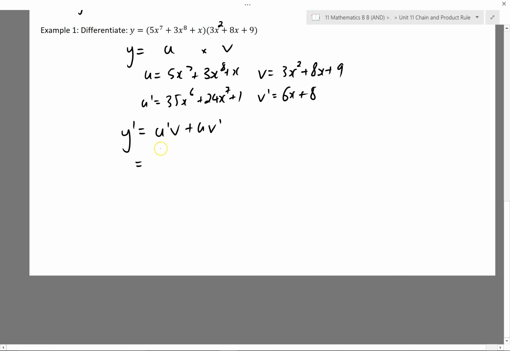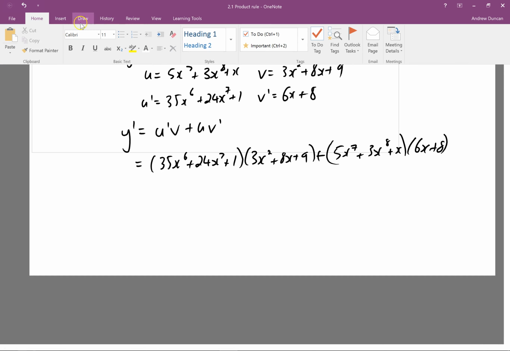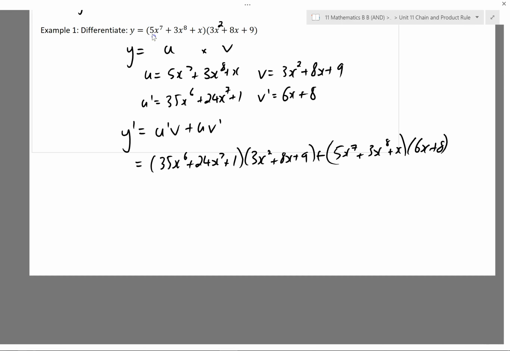Okay, so I can put in u dash 35x to the power 6 plus 24x to the 7 plus 1. V is 3x squared plus 8x plus 9. And then plus u, 5x to the power 7 plus 3x to the power 8 plus x plus v dash 6x plus 8. Okay, so we can see that we've pretty much used all 4 of these at some stage.